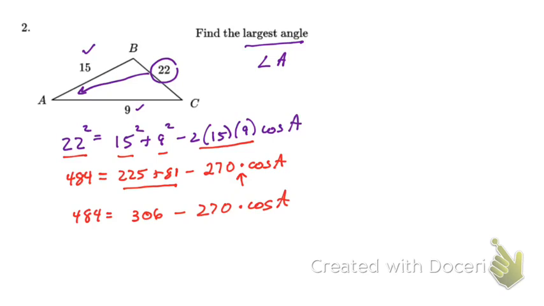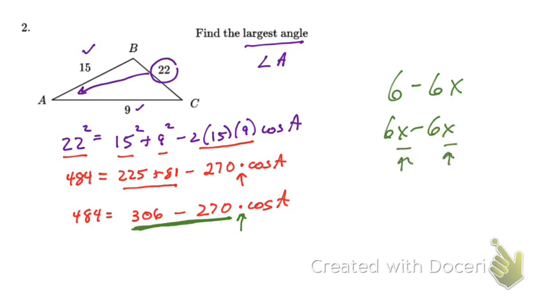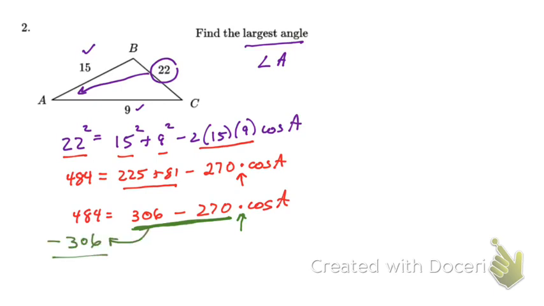Remember what I said, let this stick in your head. Never subtract those two. It's tempting, but you cannot, because that 270 is being multiplied by the cosine of A. If you have 6 minus 6x, you cannot subtract those. If you had 6x minus 6x, you could, because they both have the x's. This would be like both of them having the cosine of A on them. We don't have that. So we cannot subtract the 306 and the 270, but we can subtract the 306 from the 484. And we will get 178 equals negative 270 times the cosine of A.